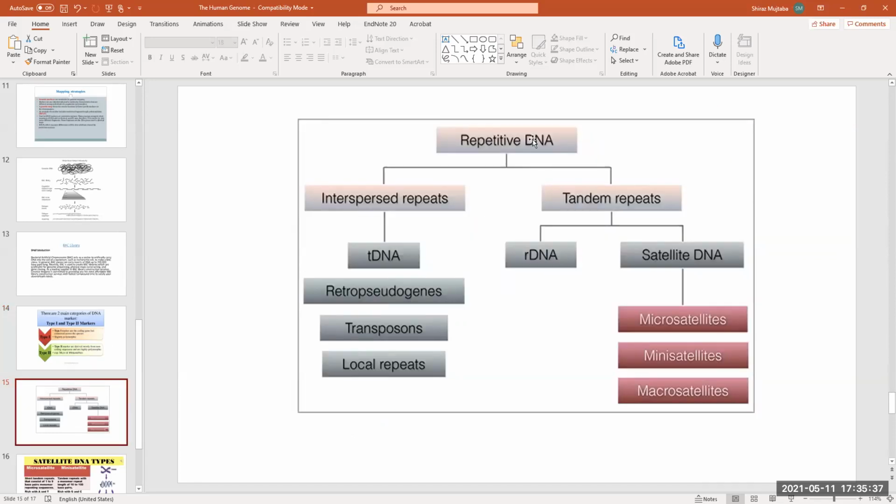Then there is a large portion of the DNA within our genome that is very repetitive. This could be tandem repeats, and these tandem repeats can be classified as rDNA and satellite DNA. Satellite DNA could be of three types: microsatellite, minisatellite, and macrosatellite. This is very important.